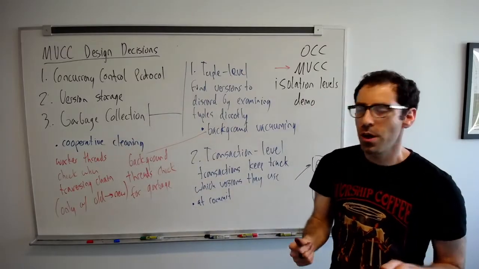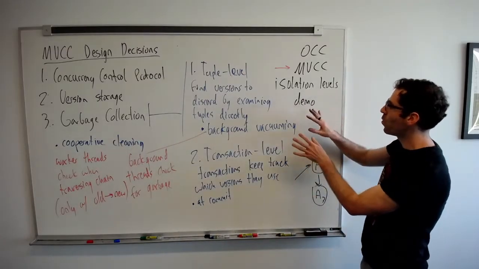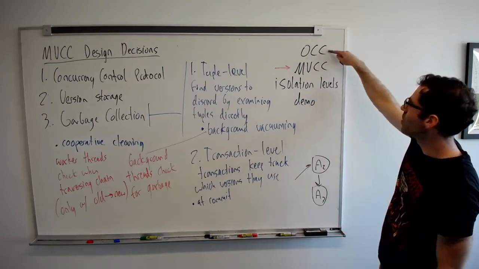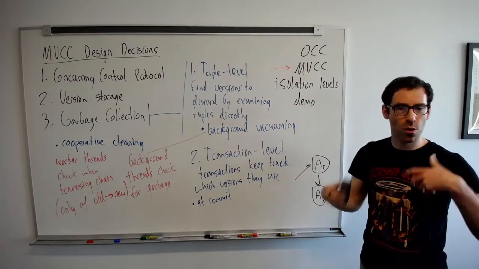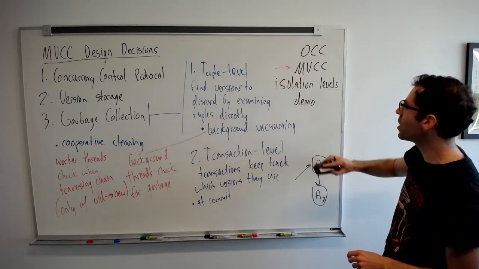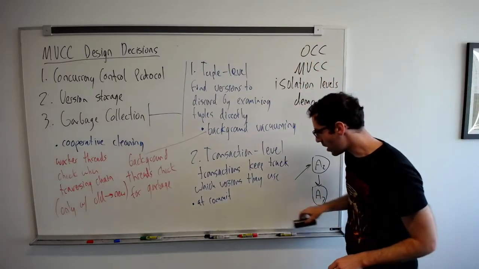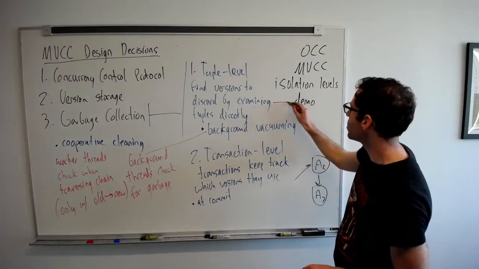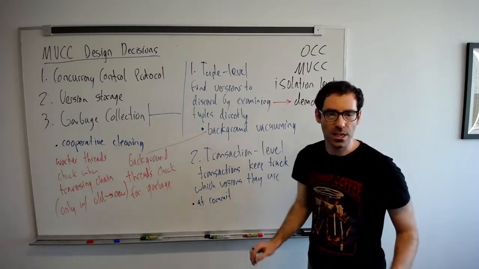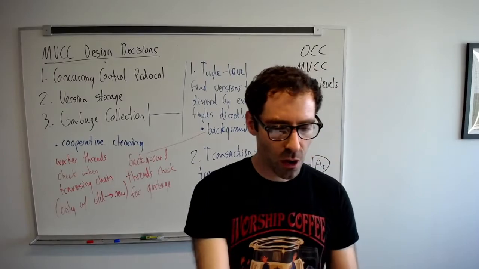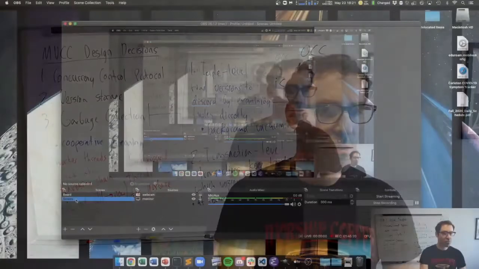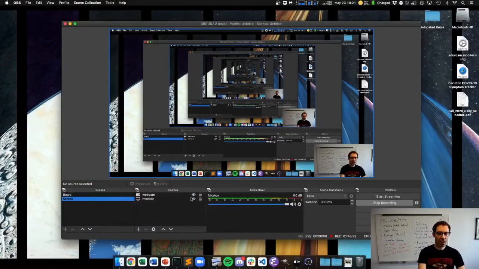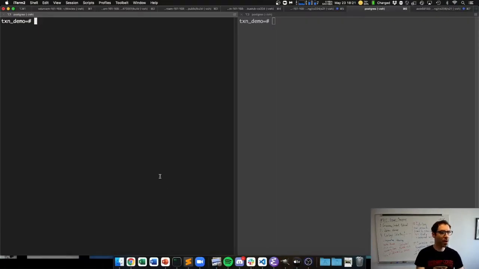All right, so with our optimistic concurrency control and our multiversion concurrency control, we've discussed those. I talked about isolation levels. So now it's time to take a look at a demo. So let us bring up the screen. Oh my, infinity. Let's get rid of that. All right, so here we are in Postgres.